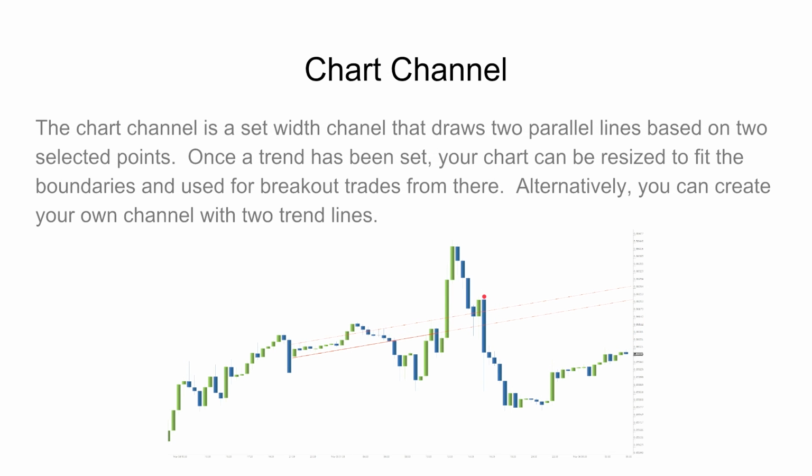Okay, next up we have the chart channel. The chart channel is a set width channel that draws two parallel lines based on two selected points. Once a trend has been set, your chart can be resized to fit the boundaries and used for breakout trades from there. Alternatively, you can create your own channel with two trend lines that we just talked about.